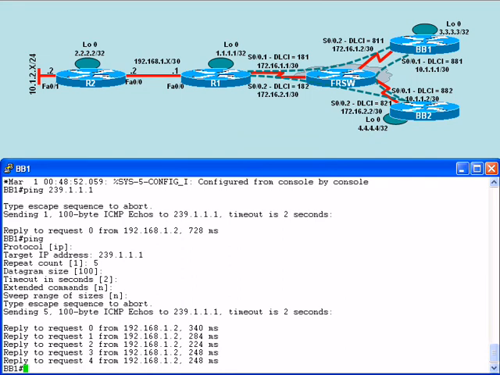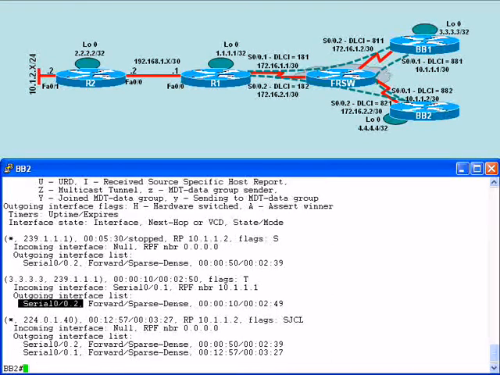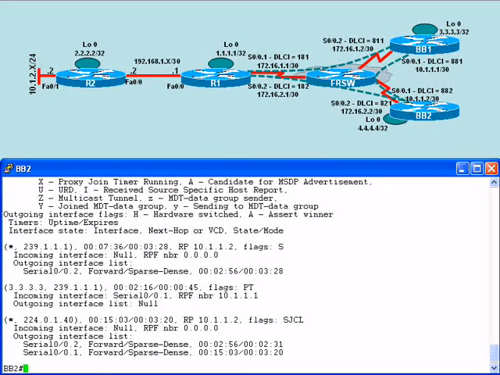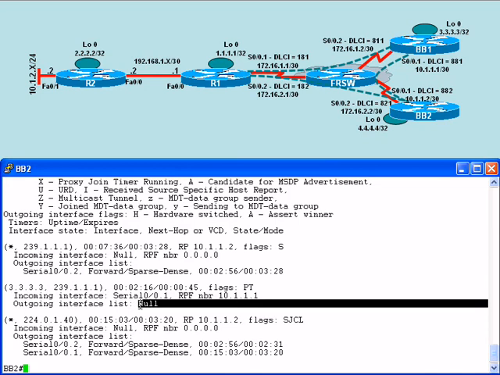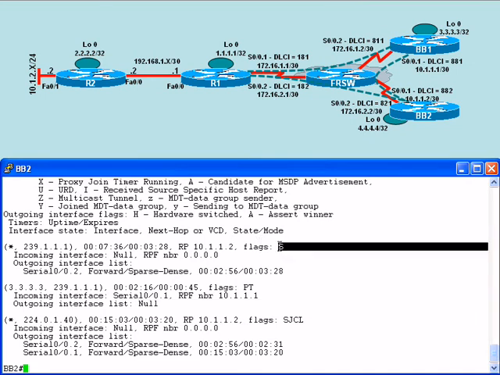Let's go back over to router BB2 and once again check out our multicast state. Let's do a show IP mroute. And this time, notice that the OIL for the S, G entry, the outgoing interface list, is null. So there was no flooding and pruning behavior. In the star, G entry, we see the S flag set. This indicates that we are running in sparse mode.